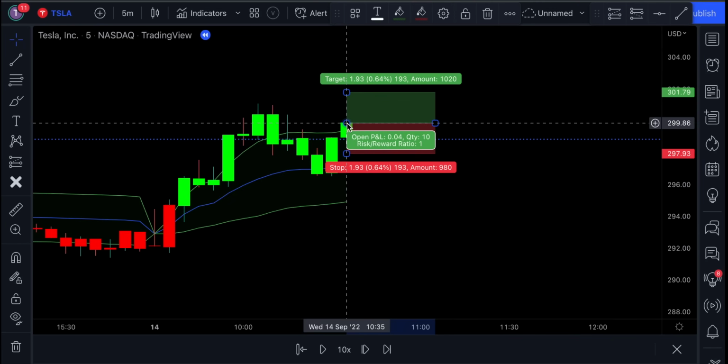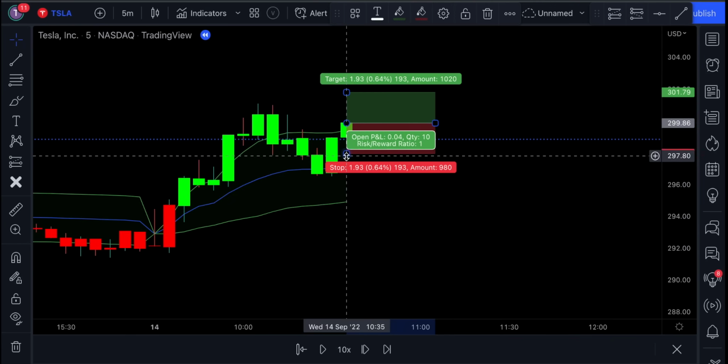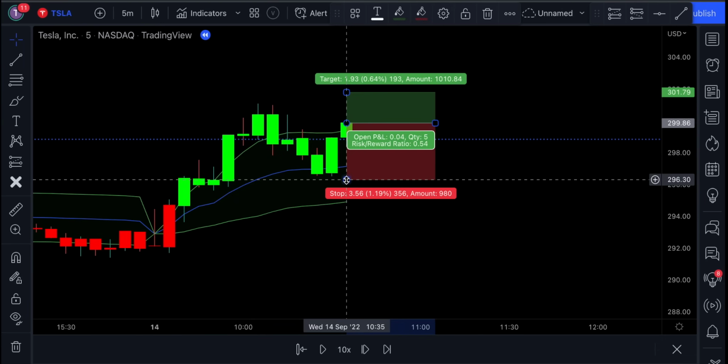A buy position will be opened at the close of the trigger candlestick. The stop loss will be set at the recent swing low. And for this strategy, you're going to be targeting 1.5 times the risk.